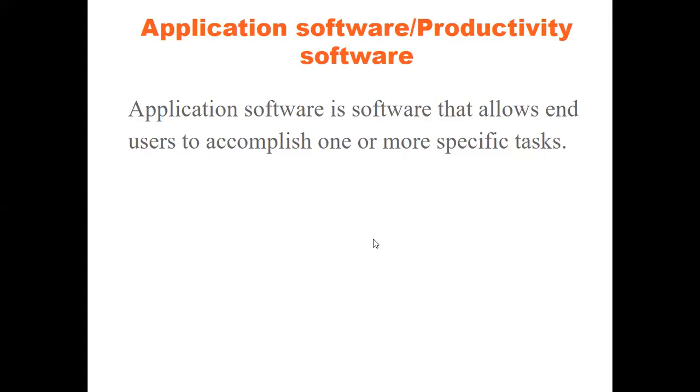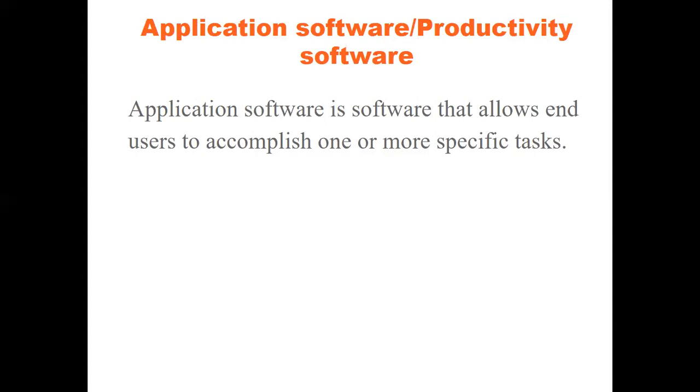Okay, so that's where we had stopped last time. Now, if you recall, when we introduced computer software, we said computer software is categorized into system software, and then we have what we call application software. Some people call it productivity software. When we look at application software, we're looking at the kind of software which allows an end user, the final person who uses the software, to accomplish one or more specific tasks.